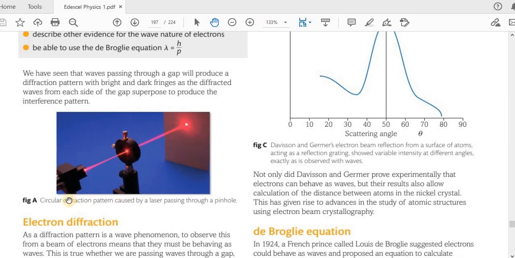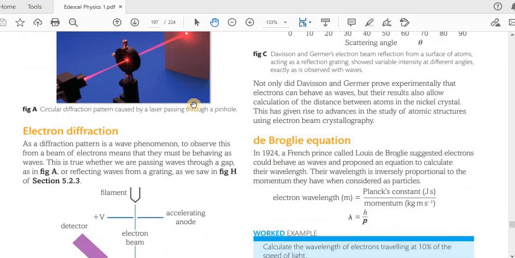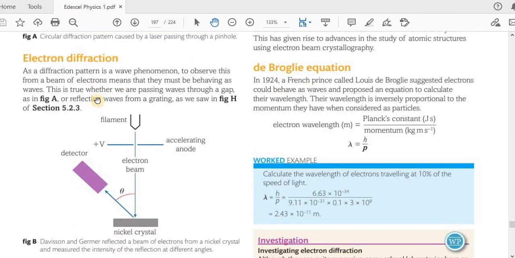Now this is what you have seen, circular diffraction pattern caused by a laser passing through a pinhole. So this is just a single slit or a pinhole. So if you have two of these, it diffracts, and after that you have interference which produces the bright and dark fringes. Okay, so we will see now about electron diffraction. As a diffraction pattern is a wave phenomenon, to observe this from a beam of electrons means they must be behaving as waves.